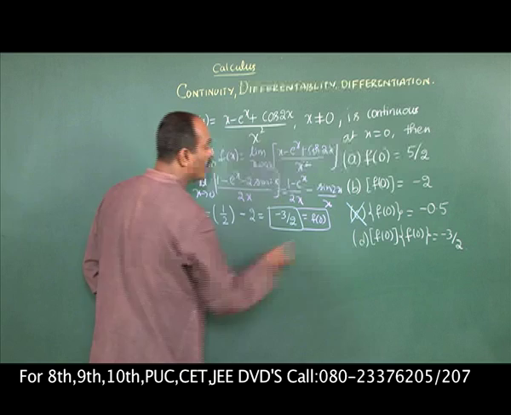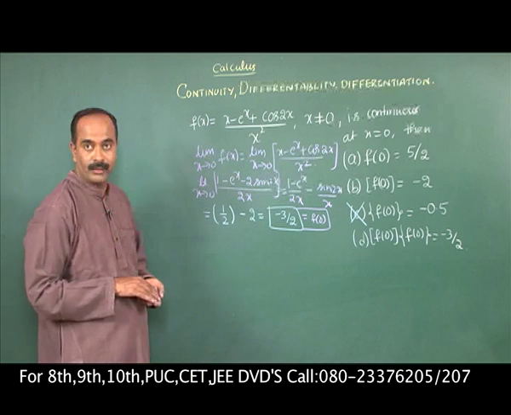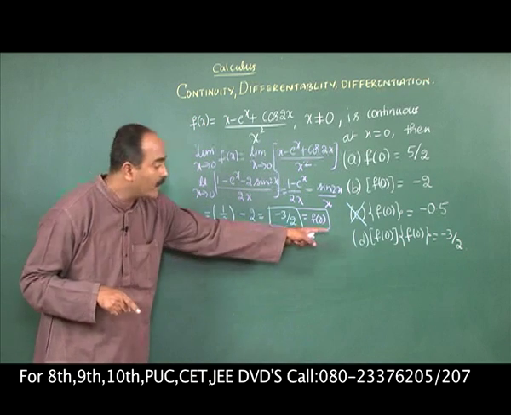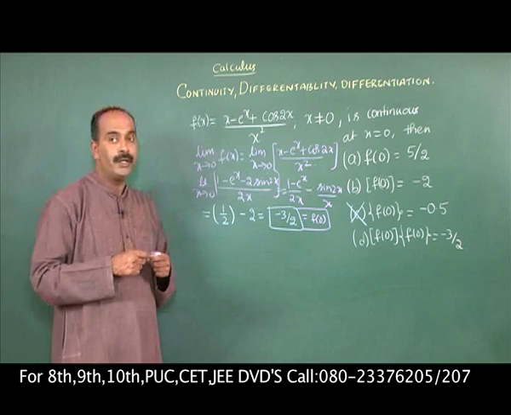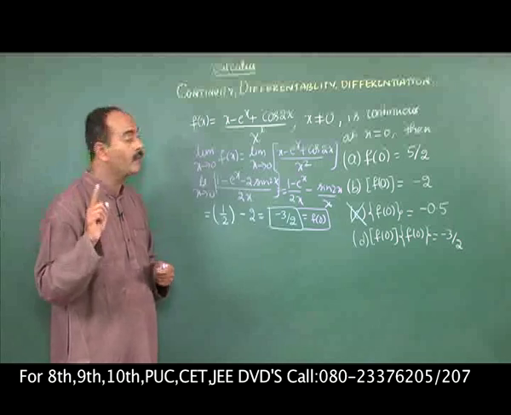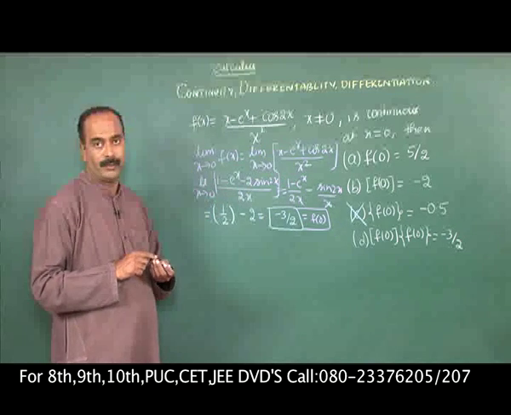Now it looks like option D is correct because f of 0 is minus 3 by 2. But it is not fractional part of x plus integral part of x. It is fractional part of x into integral part of x. So that's why we have to verify for option A and option B.